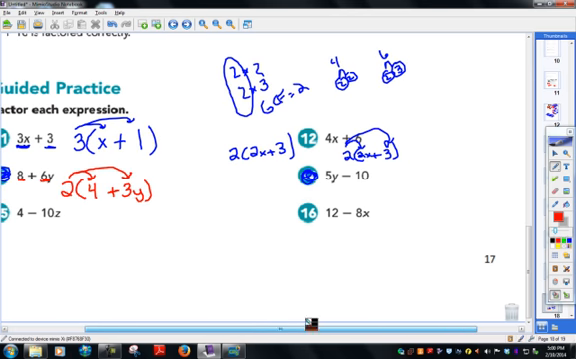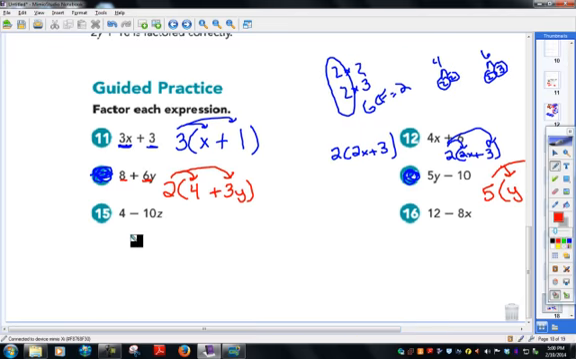Okay? This one here, I know that the GCF of 5 and 10 is 5. And since that's a minus, I'll go ahead and put that in there. What would I multiply 5 times to get back to 5y? Well, I know it'd just be y, right? And then what would I multiply 5 times to get to 10? That would be 2. Okay? This is factoring.